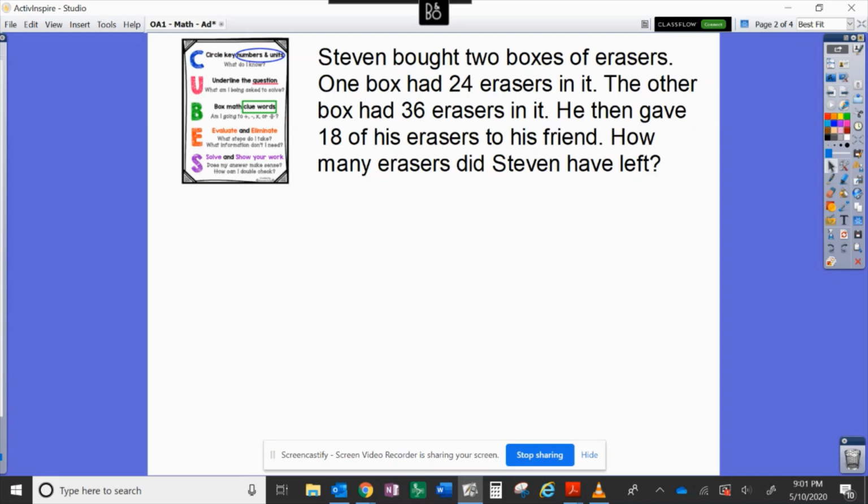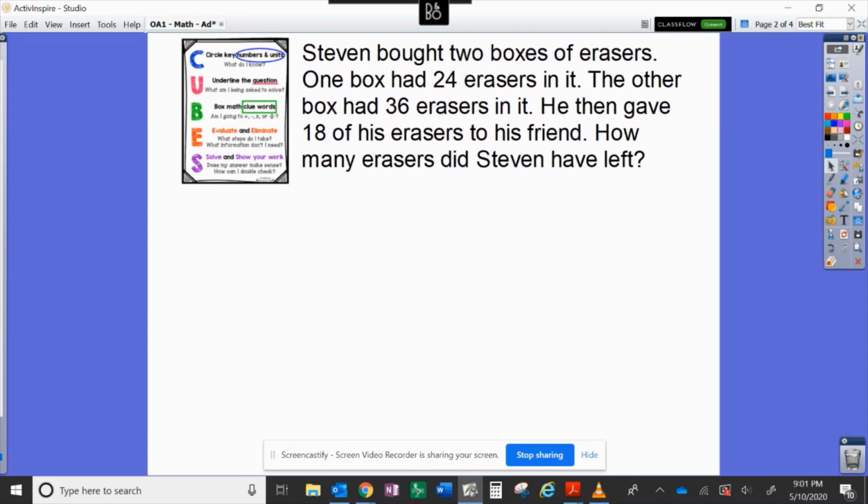So again, coming through, looking for my numbers. Okay. I have 24, 36, 18. All of these are erasers. I'm going to underline my question and I'm going to box my math clue words. So I know that one box had 24 erasers. The other box had 36 erasers. Then he gave some of his erasers to his friend.